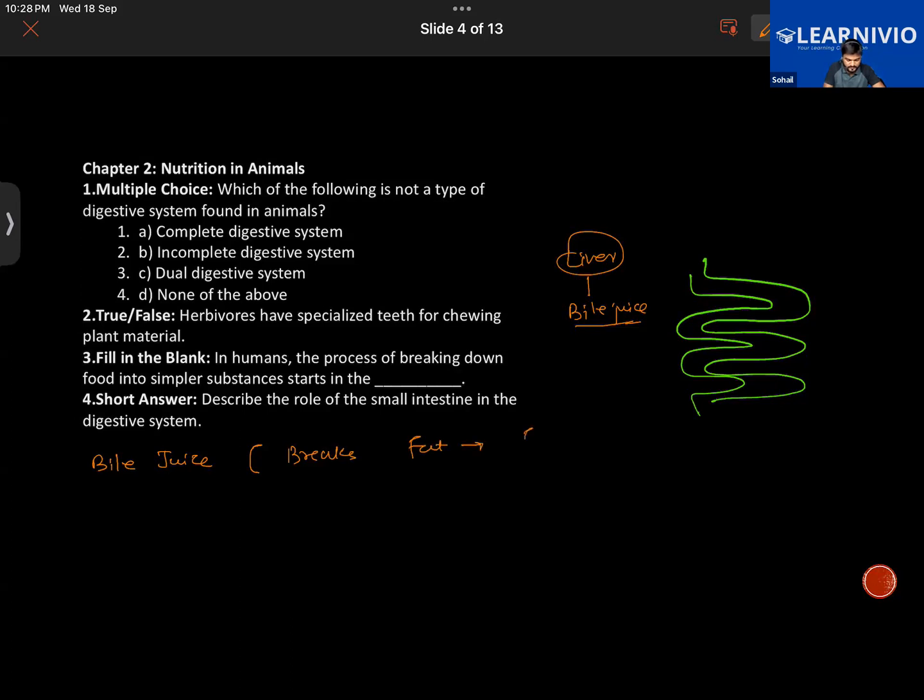Okay, anyone else? Sir, liver. Bile juice is secreted by the liver and is also stored by the liver only. No, it's actually the... I have given a hint. What is it?